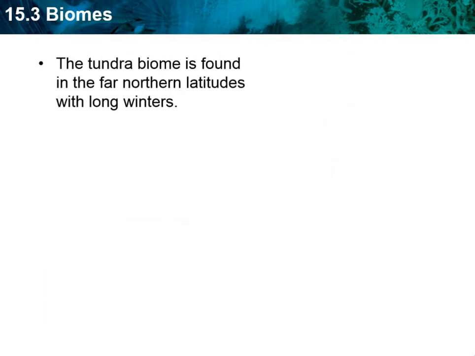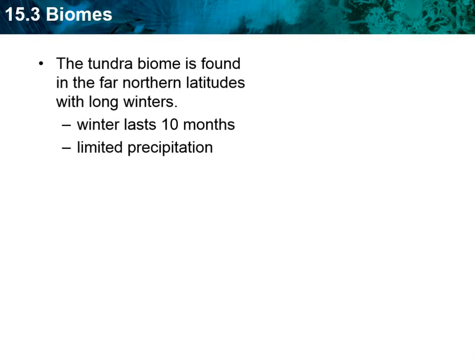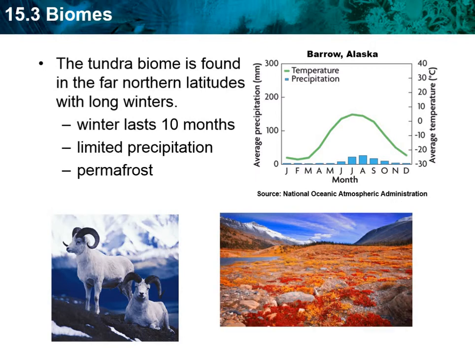The tundra is going to be found in the far northern latitudes. Winters last about 10 months. It's going to have limited precipitation. It's also known as the frozen desert. They're going to have permafrost, which is permanently frozen soil in these areas. And there's not a whole lot of life in this area. And you can see, again, very little precipitation. Temperatures are pretty cold all year long, and that is Barrow, Alaska that they're showing you there.